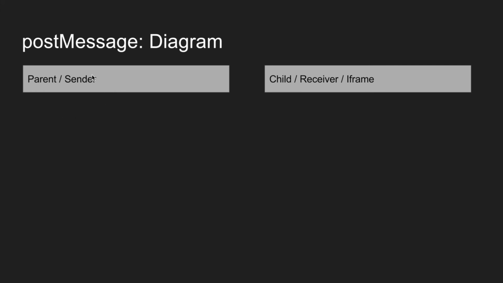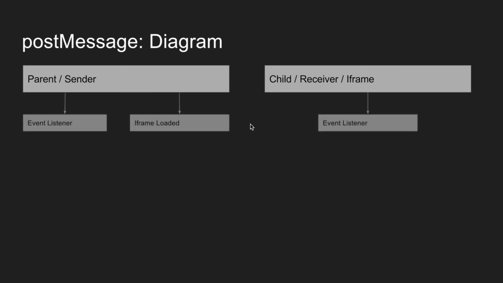You start with a parent or sender, and you also have a child iframe, which we're going to say is a receiver. Right when the parent loads, the parent is going to wait for the iframe to be loaded, but it's also going to add the event listener for message because we want to start this postMessage interaction.